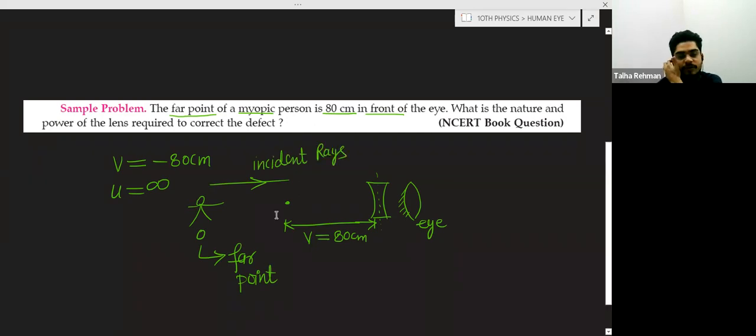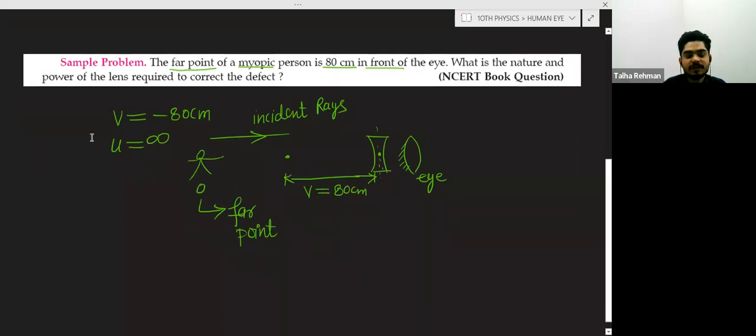I have told you, recall the sign convention. If we are measuring the distance in the direction of the incident ray, then it is positive. All distances are measured from the optical center in the sign convention of the lens. Here we are going in the opposite direction of the incident rays, so v is negative and u is infinity.